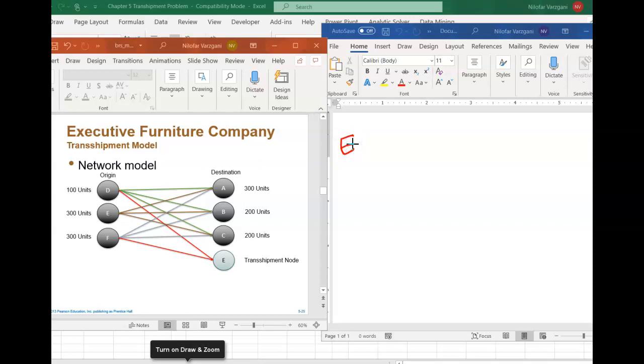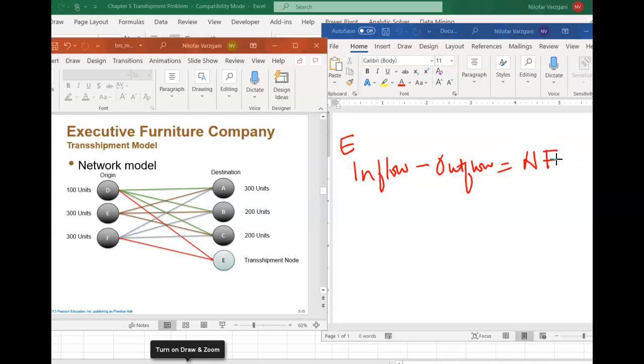And E is a special case here because it's a transshipment node, which means that it can serve as both a demand node as well as a supply node, since shipments will be flowing into E as well as out of E. So I'll write down the net flow equation here first, which is inflow minus the outflow is equal to the net flow.